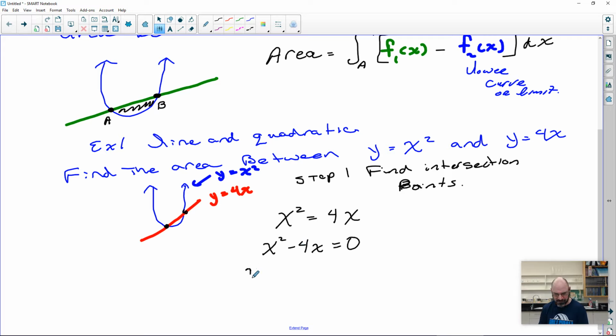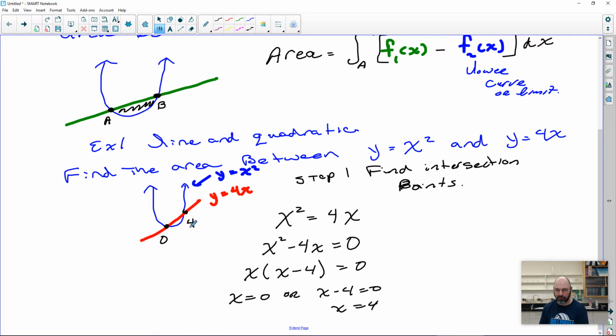So if we take an x out, we get x times (x minus 4) is equal to 0. So that's going to give us two intersection points. x can equal 0, or, as we allude, so this would be the 0 here, it could equal 4. So this point here is 4 something, and this point here is 0 something. So there is the equation that we need.